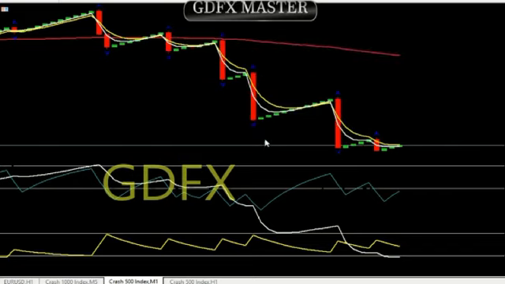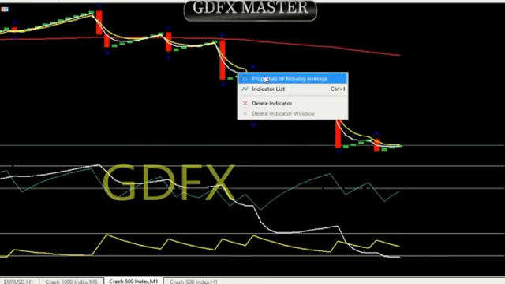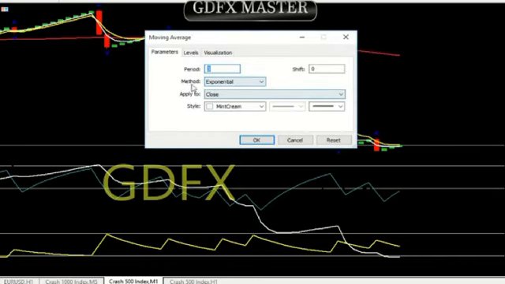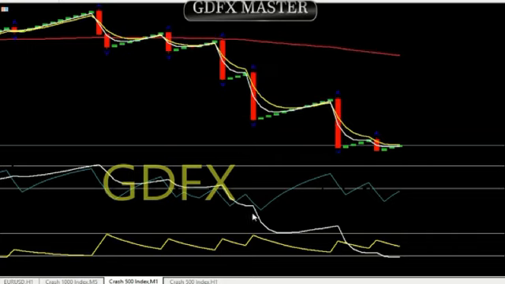5 exponential 5. Please, I don't like explaining these things. Look at it. First moving average is 5. Second moving average is 3 exponential. Use color of your choice. The main chart is over.